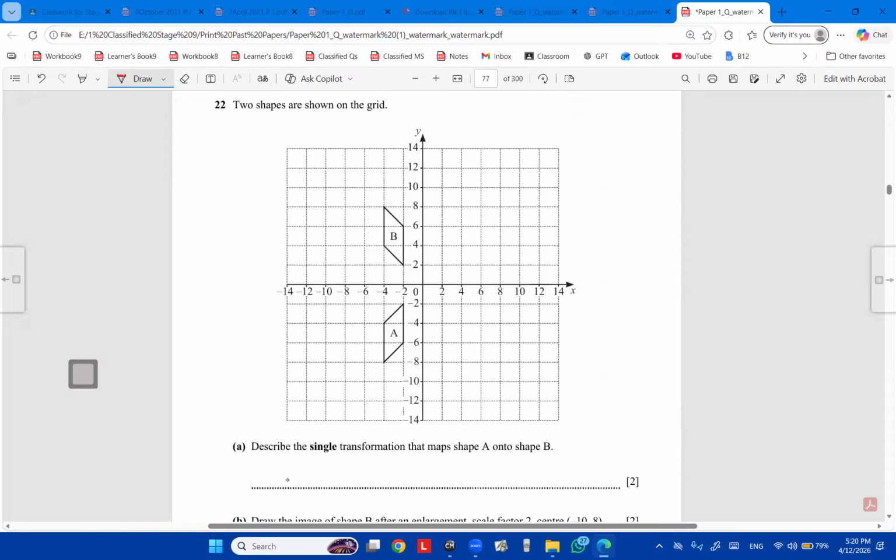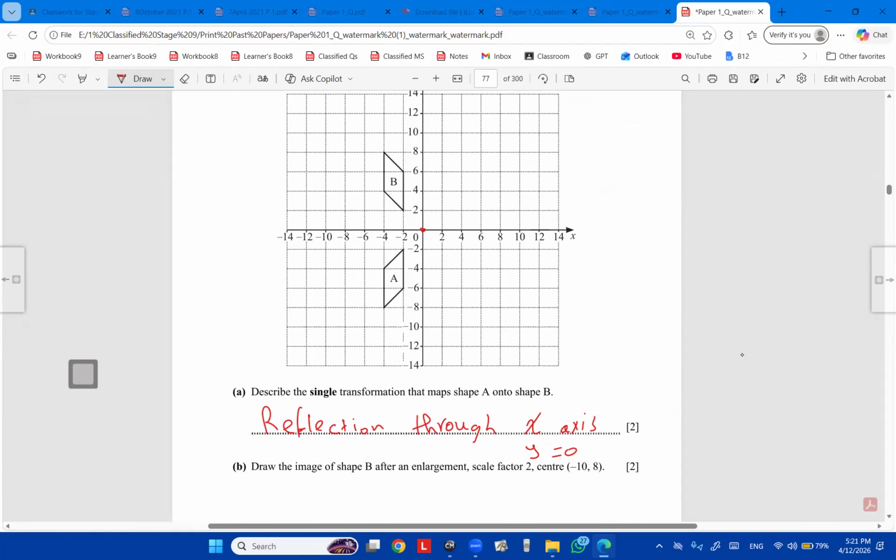Halfway between shape A and shape B, you're going to find that it is the x-axis. So you need to write here the single transformation is reflection through the x-axis. Mister, I wrote reflection through y equals 0. Oh, it's the same. Through y equals 0 is also the same.